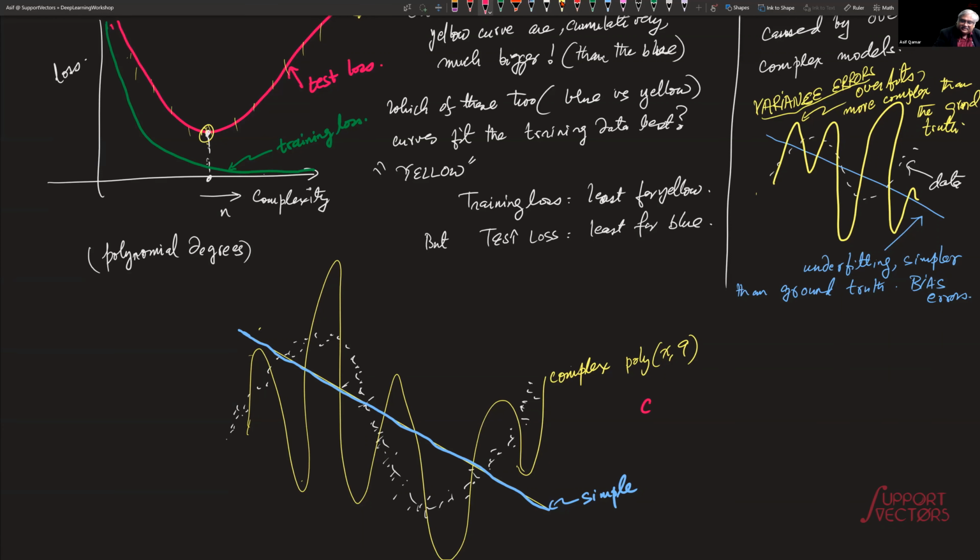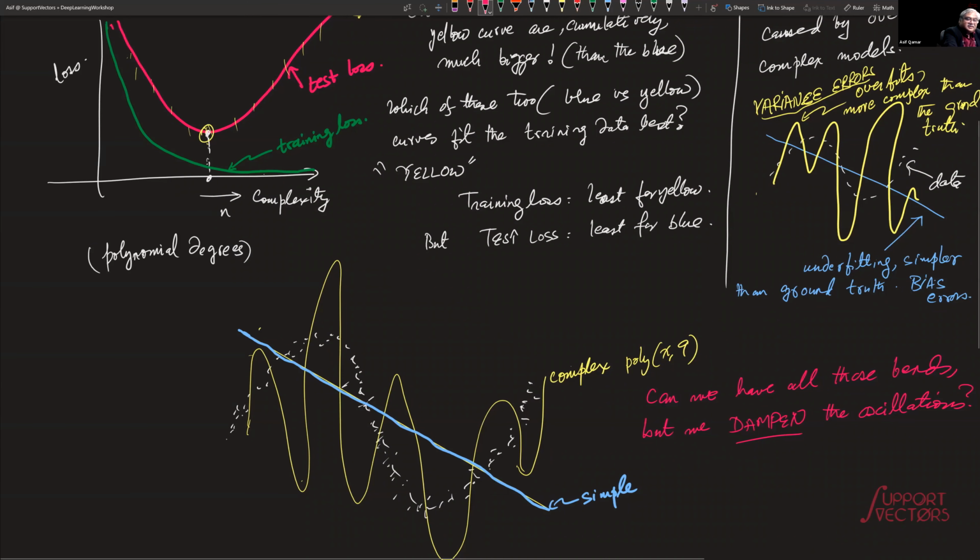Can we have a model where it is all right to have 8 bends, so long as those bends are not harming us? Can we have all those bends, but dampen the oscillations? This is the question.